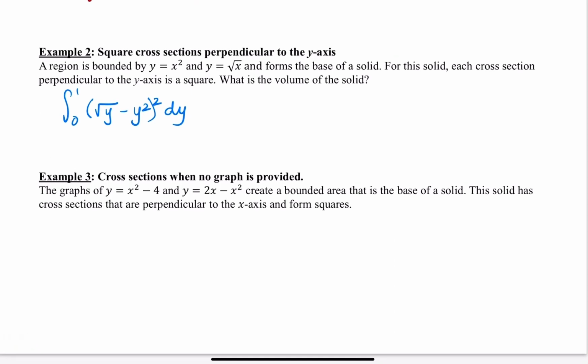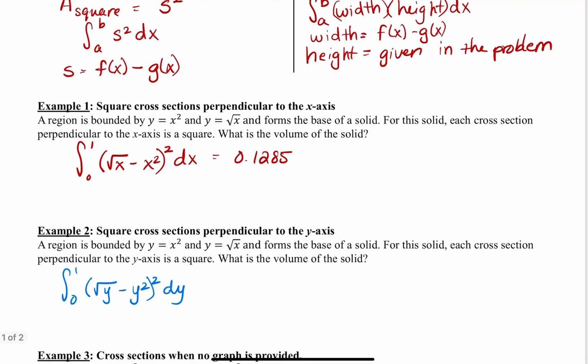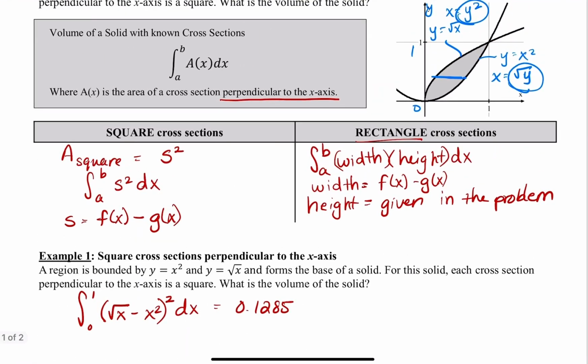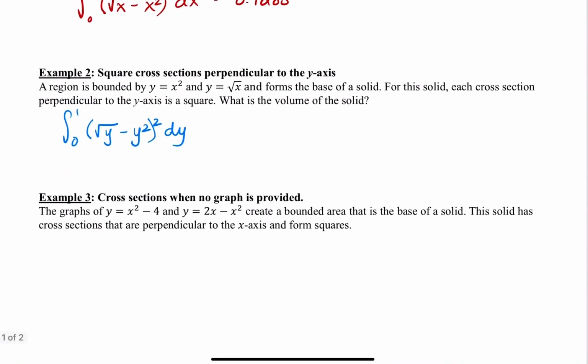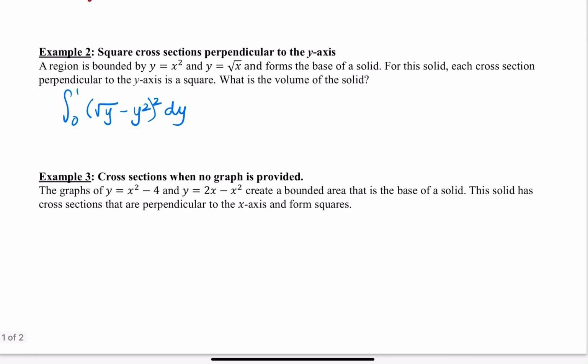So with example 3, this time we're looking at cross sections when no graph is provided. It is nice to see the visual graph, and then you can clearly see what the bounds are and all of that. But in this case, you don't really know what the bounds are of those two curves crossing each other.